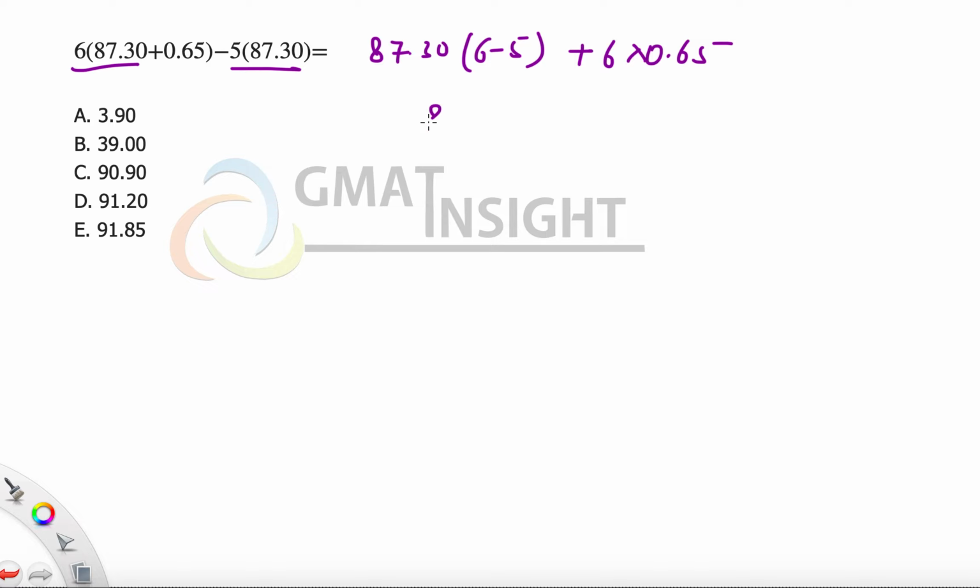If you simplify this, it becomes 87.30 plus 6 times 0.65, 91.20. 6, 7, 8, 9, 10, 11, 12. So straight away, I'm just looking at this digit and I see that only one number has this digit. So the answer is D option.